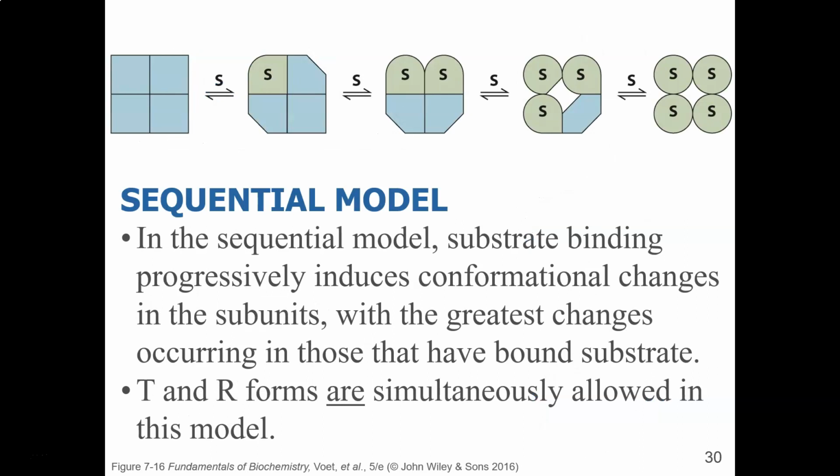So here's another picture of the sequential model. In the sequential model, the substrate binding progressively induces conformational changes. So the greatest changes occur in the subunits that already have bound substrate. So in the sequential model, we do have T and R forms of different subunits allowed.